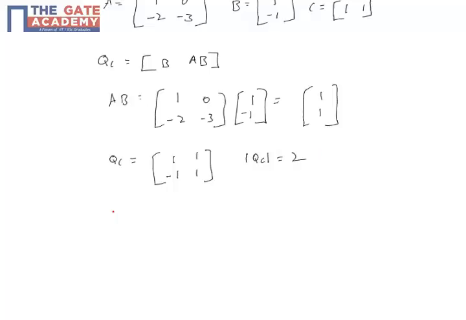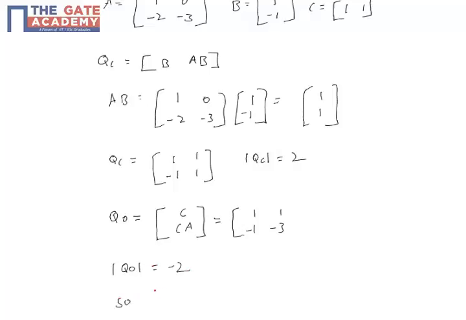The same procedure has to be adopted for determining the determinant of Q0. Now Q0 is the observability matrix. Its value can be determined by this: the first row is C and the second row is CA. Similarly, if the order of the system is 3, then we would have an extra row CA square. So CA is equal to [-1 -3], which is the product of C and A. So the determinant of Q0 is equal to -2.